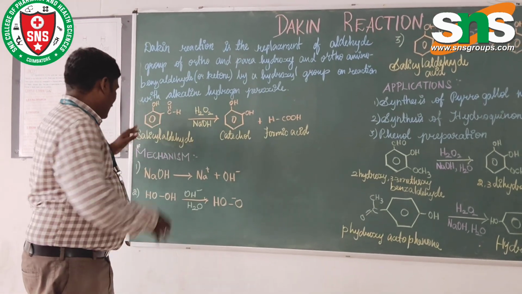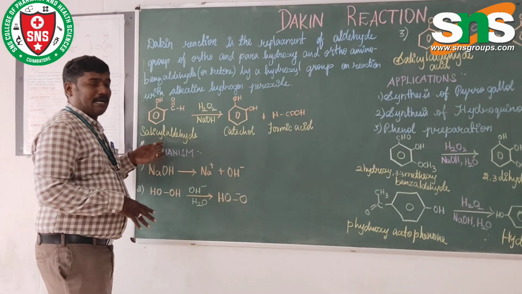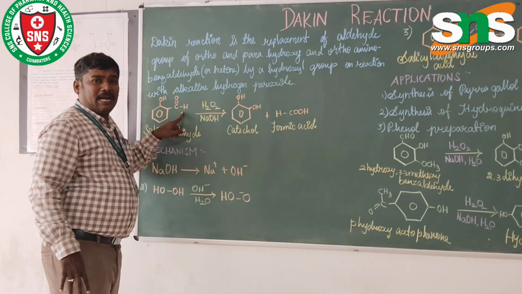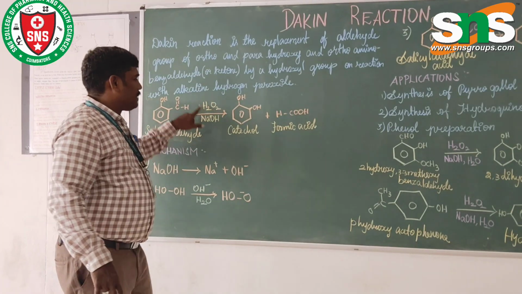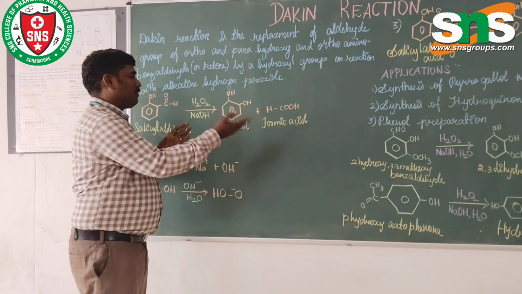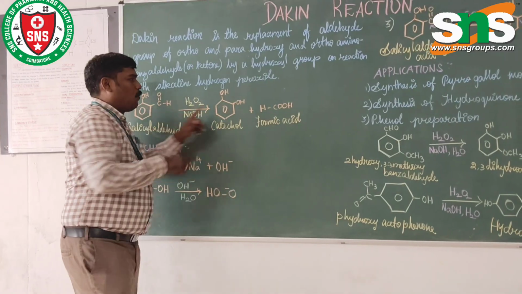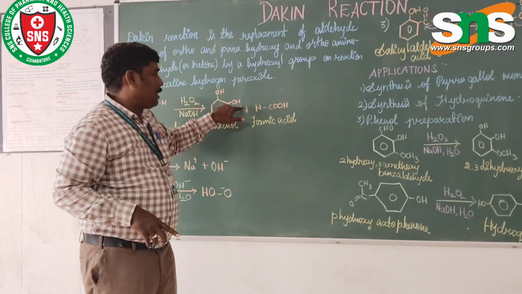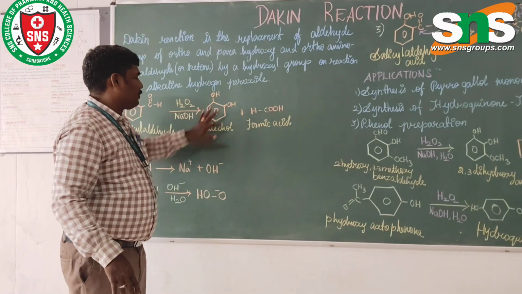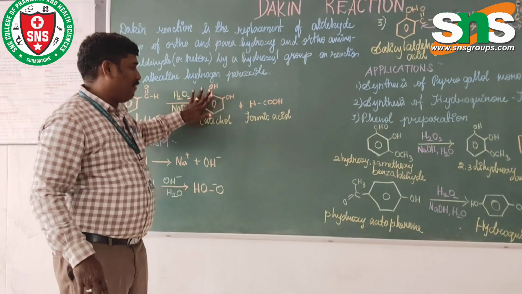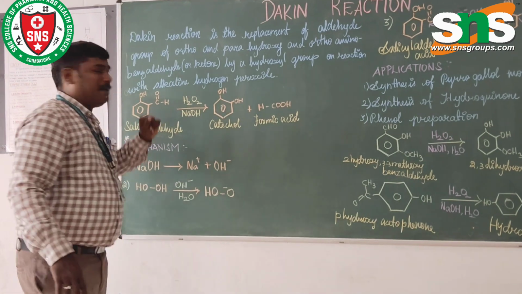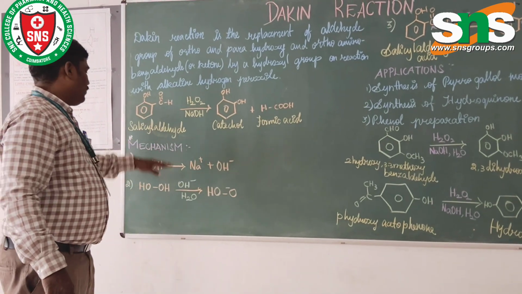Here you will find one example, that is salicylaldehyde. Benzene contains a hydroxyl group and an aldehyde group. In the presence of hydrogen peroxide and sodium hydroxide, this aldehyde group will be converted into a hydroxyl group with the elimination of formic acid. So a catechol ring will be formed with the elimination of formic acid. What is the mechanism behind this?